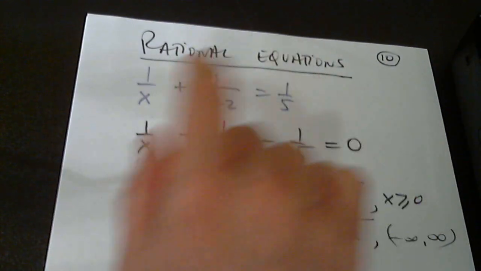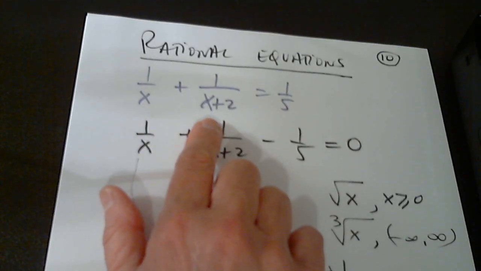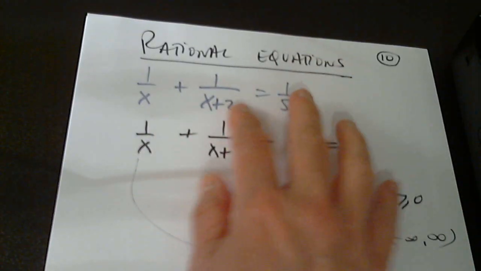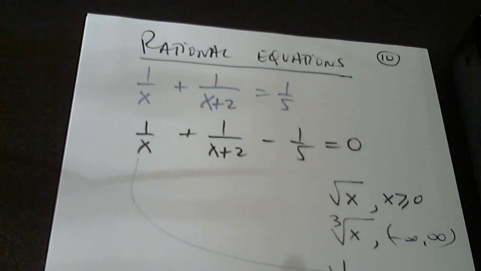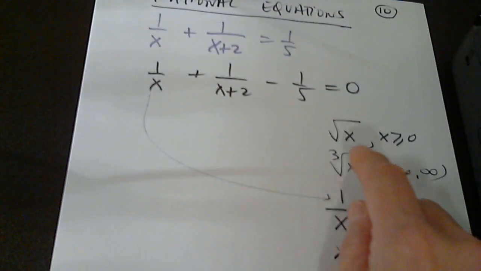So this is a rational equation because it has x in the denominator. First thing I did, I moved 1/5 to the other side, changing its sign. And then the analysis was a refresher.